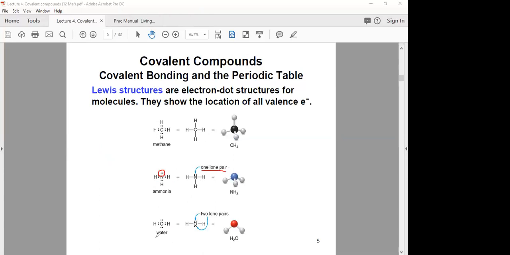Let's try one more example, water. And here's the formula for water, H2O. Let's draw the Lewis structure. Oxygen belongs to group 6A. So how many valence electrons does oxygen have? 6. 6, correct. 1, 2, 3, 4, 5, and 6. All right, how many does it want? 8. It wants 8, yes.